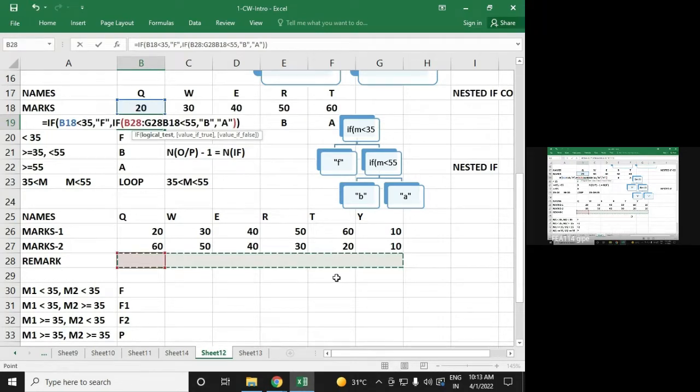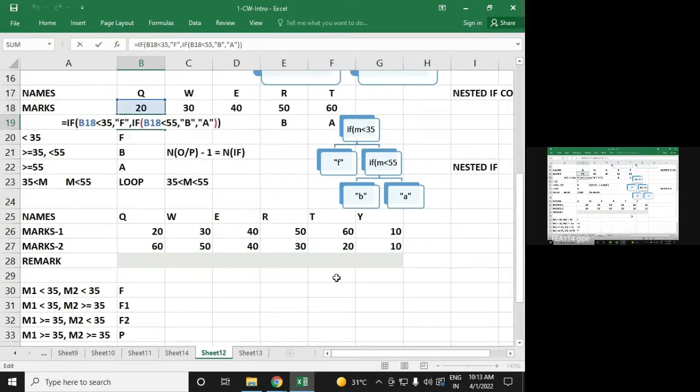Write a single formula, that is, code all the 4 grades in it and then drag, and all answers should come. Make an attempt. After some time I will show the tree on screen. If you want, you can draw the tree on pen and paper.